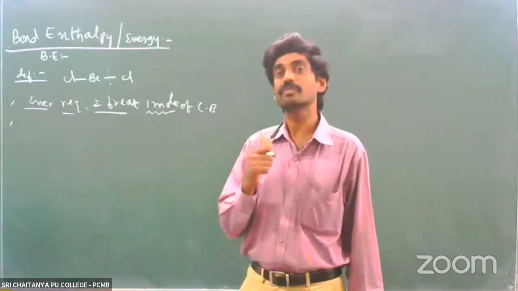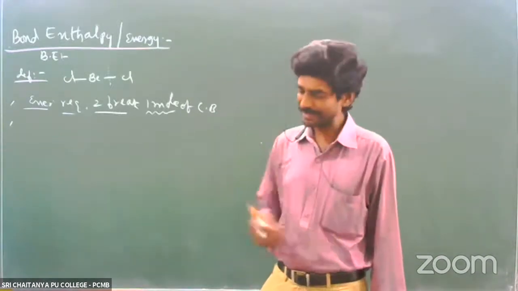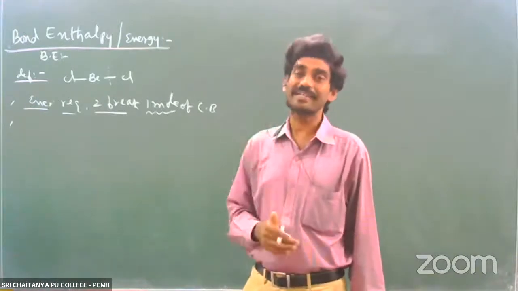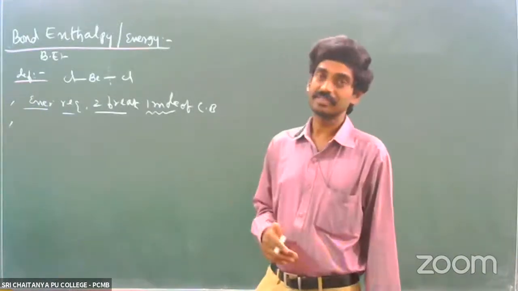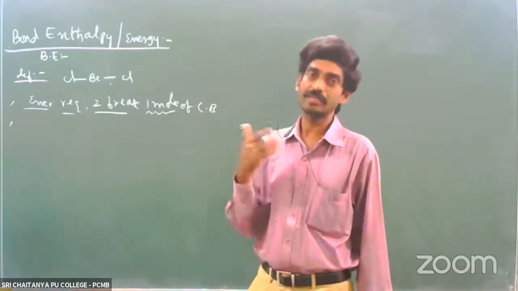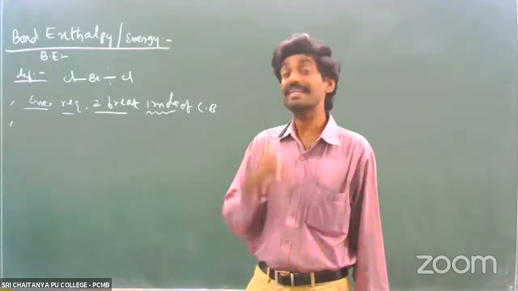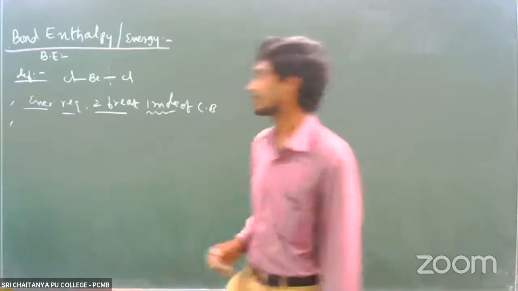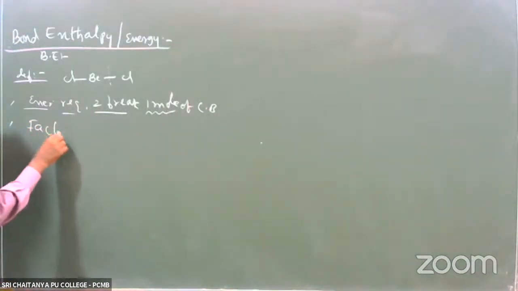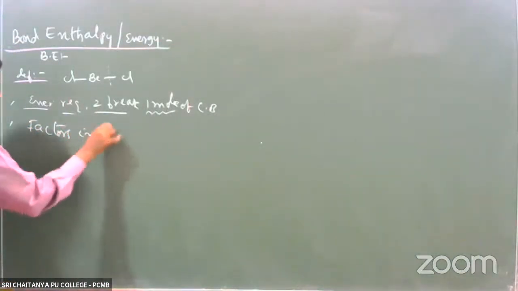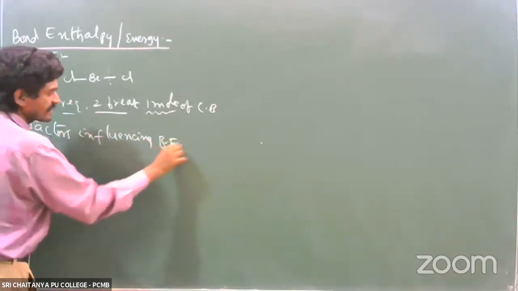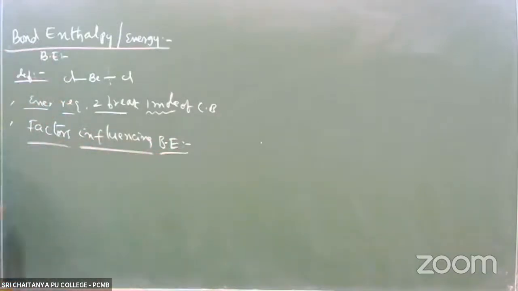Then how can you predict it? The bond energy of different covalent molecules is determined by using some factors. You have to know it and understand it by using some factors. Now let us start to discuss the factors influencing bond energy, one by one.